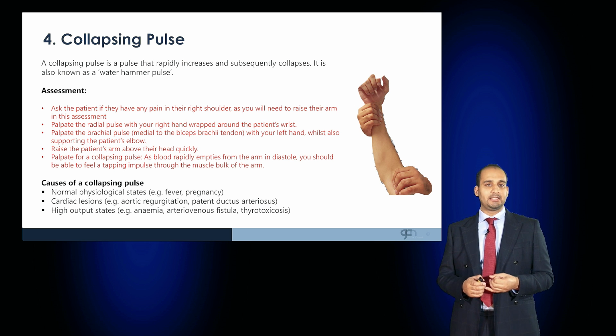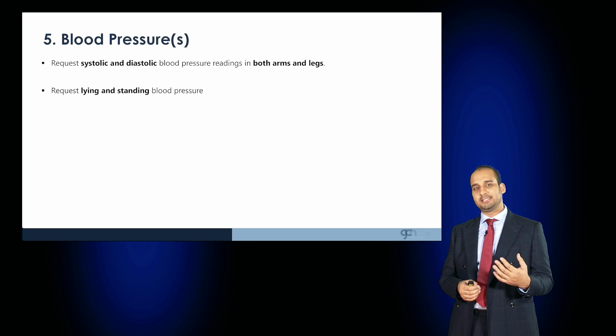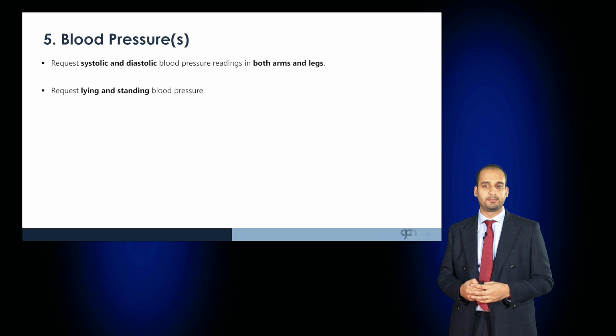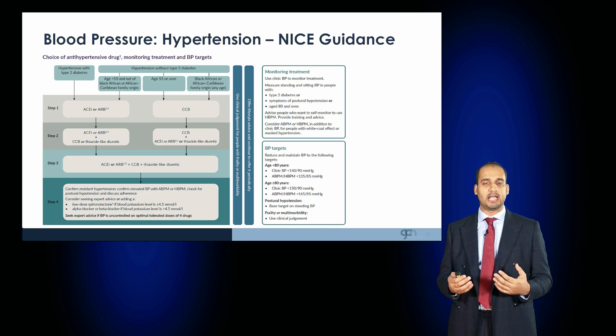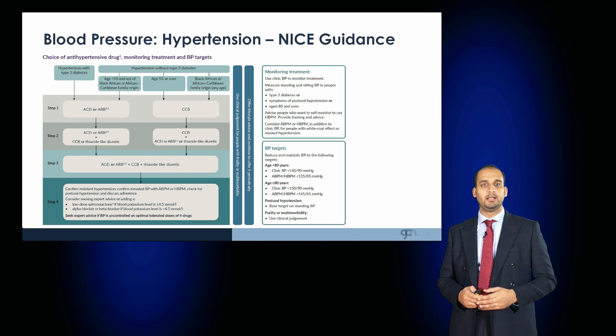So having examined the right pulse on its own, then the radial, radiofemoral, and collapsing, the next thing to ascertain are the blood pressures. Request a systolic and diastolic blood pressure in both arms and legs, and also request a lying and standing blood pressure. If there's evidence of hypertension, then follow the NICE guidance and organise further investigations and management.